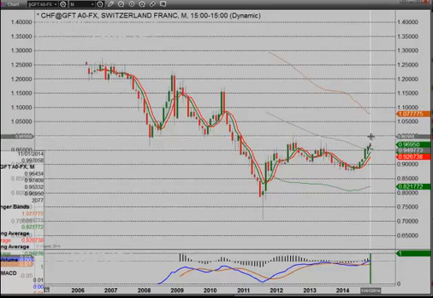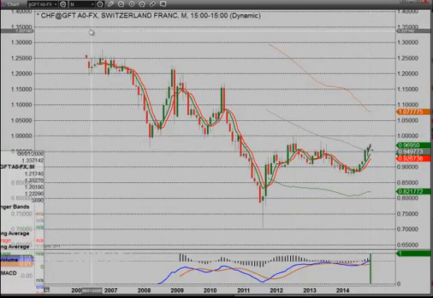We think you'll see a test of the 2012 high in the dollar Swiss, which happens to be right at the 100 level, right at the par level.